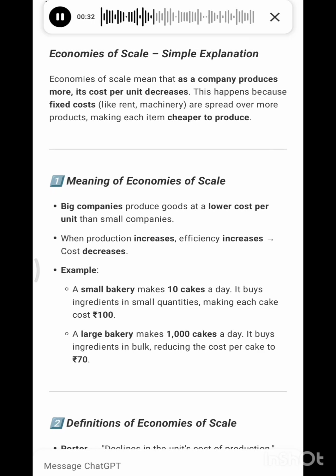Example: a small bakery makes 10 cakes a day. It buys ingredients in small quantities, making each cake cost 100. A large bakery makes 1,000 cakes a day. It buys ingredients in bulk, reducing the cost per cake to 70.